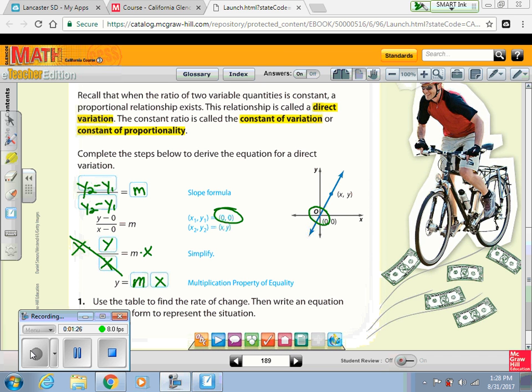these x's would cancel and y would equal mx. Later on, you're going to hear about an equation where it's y equals mx plus b. We'll talk about that in a minute. But here, the b is where it goes through y. And since it's going through y at 0, there is no b here. And so a direct variation equation is going to be y equals mx, because it's going through 0 and there is no y-intercept.